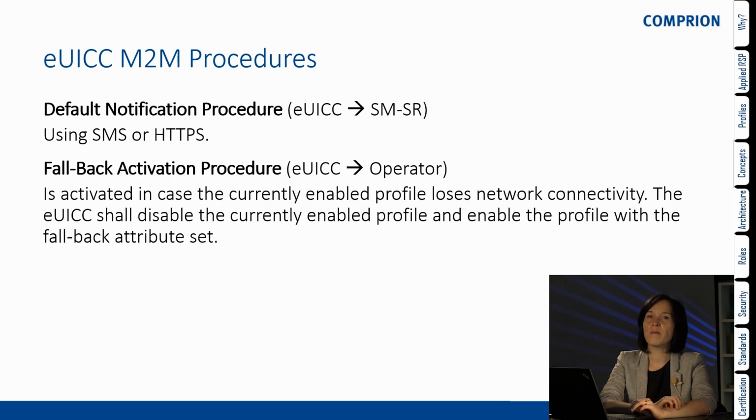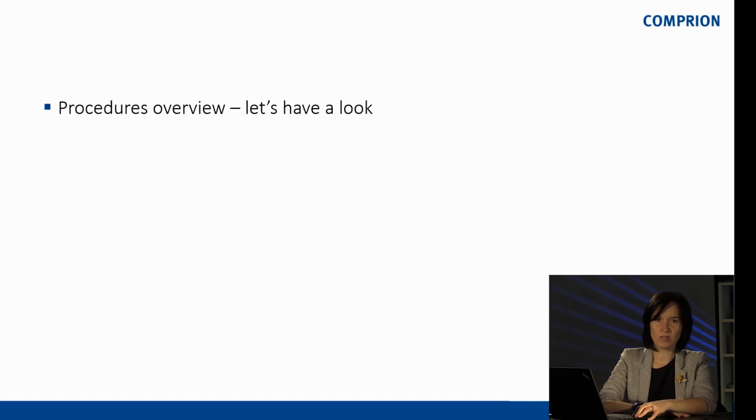Fallback activation. You remember what I explained to you about the fallback profile, the profile with a fallback attribute. Actually, this is the according specific procedure. This procedure will be activated in case the currently enabled profile loses network connectivity. If there is no connection to the network, and the eUICC always has to be connected, then the eUICC disables the currently enabled profile and enables the profile with the fallback attribute set. So we had all of the procedures, now named.